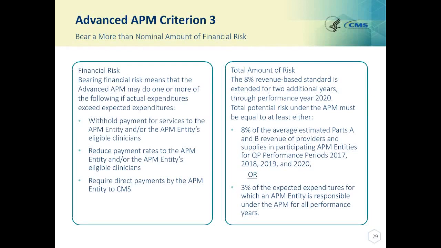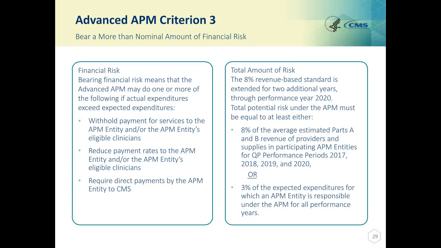Here's a general standard for nominal amount of financial risk. Bearing financial risk basically means that the advanced APM must do one of the following if actual expenditures exceed expected expenditures. So again, actual expenditures exceeding expected expenditures, which are your outlays, what you spend. You must withhold payment for services to the APM entity and or the APM entity's eligible clinicians, reduce payment rates to the APM entity and or the APM entity's eligible clinicians, or require direct payments by the APM entity to CMS.